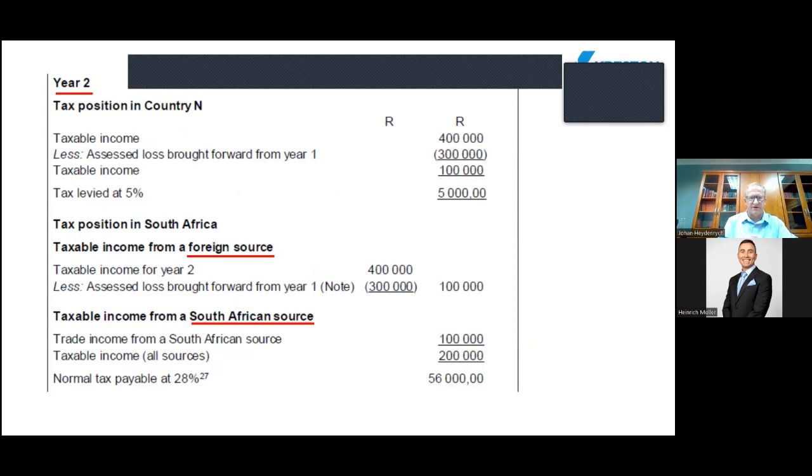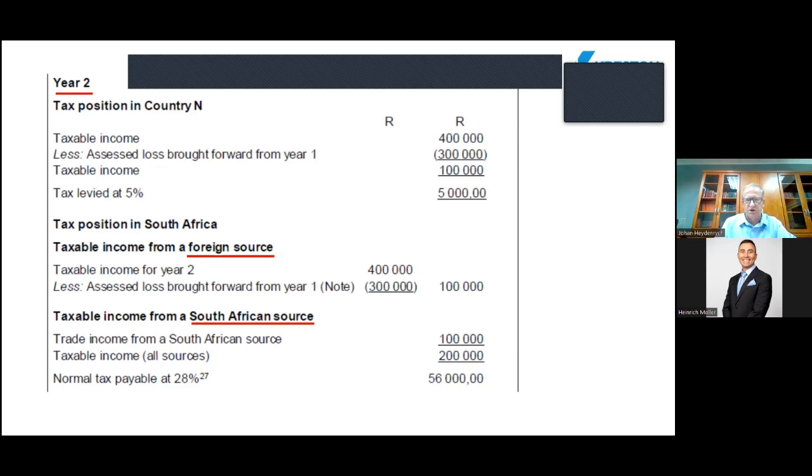Then you do the South African calculation. As I said, in your South African calculation, you've got to split it out: taxable income from a foreign source, taxable income from a South African source. Taxable income from foreign source is the 400,000 Rand for year two, but you can bring your 300,000 Rand in at that level, so there's only 100,000 Rand. And then your trade income in South Africa is 100,000 Rand. So now you're paying tax of 56,000 Rand in South Africa in year two.